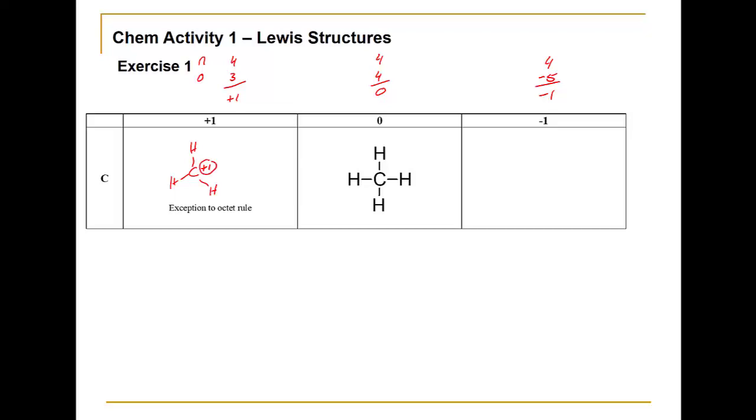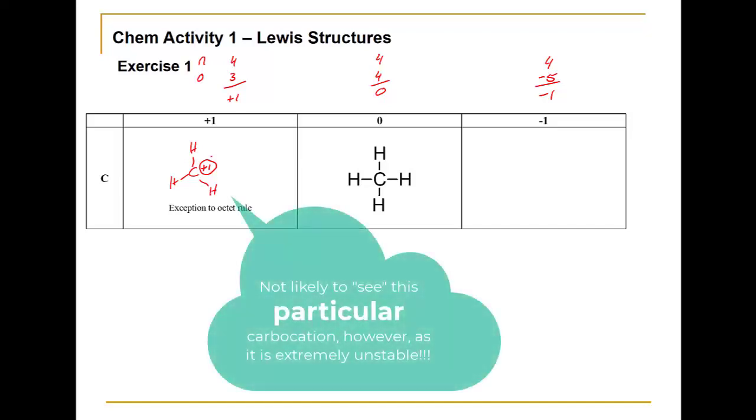This is the carbocation. Note that the carbon actually doesn't have an octet. So this is actually not very stable, but we'll often see this, especially as an intermediate in a reaction mechanism. And so in a sense it is a legitimate Lewis structure.